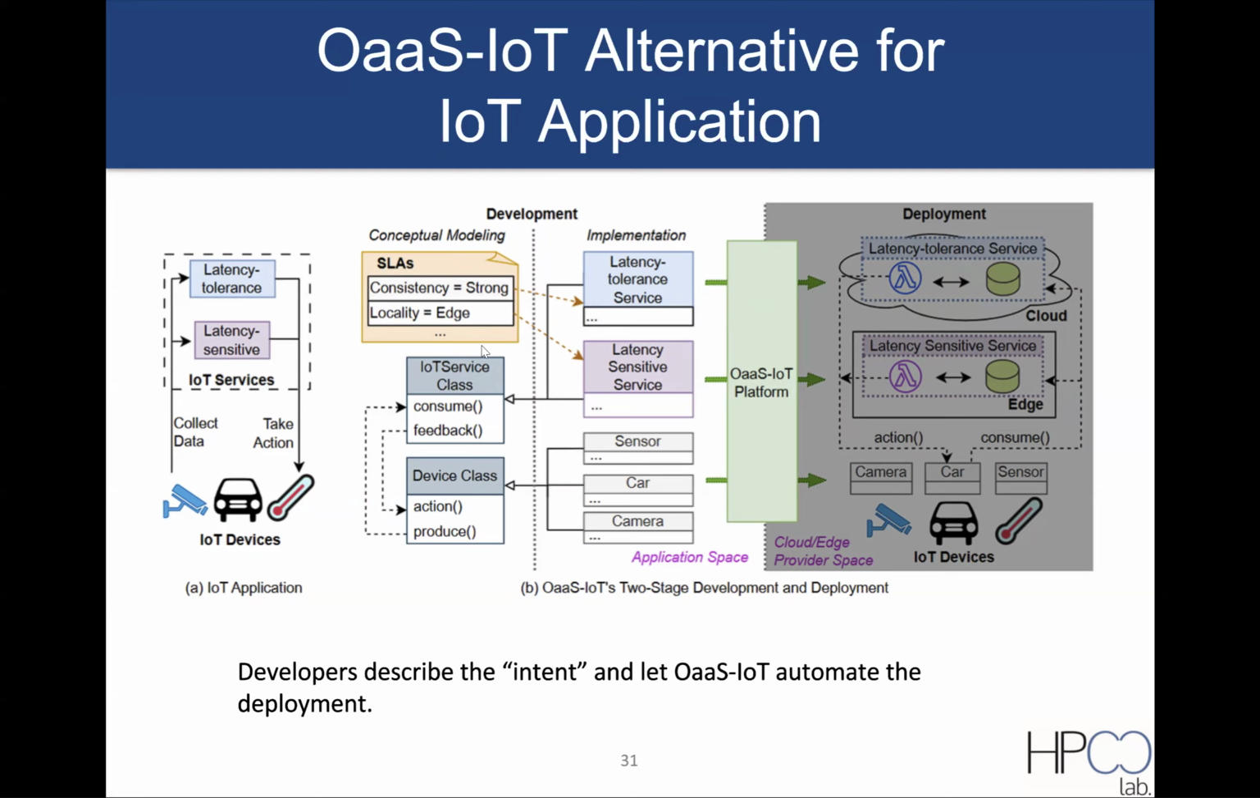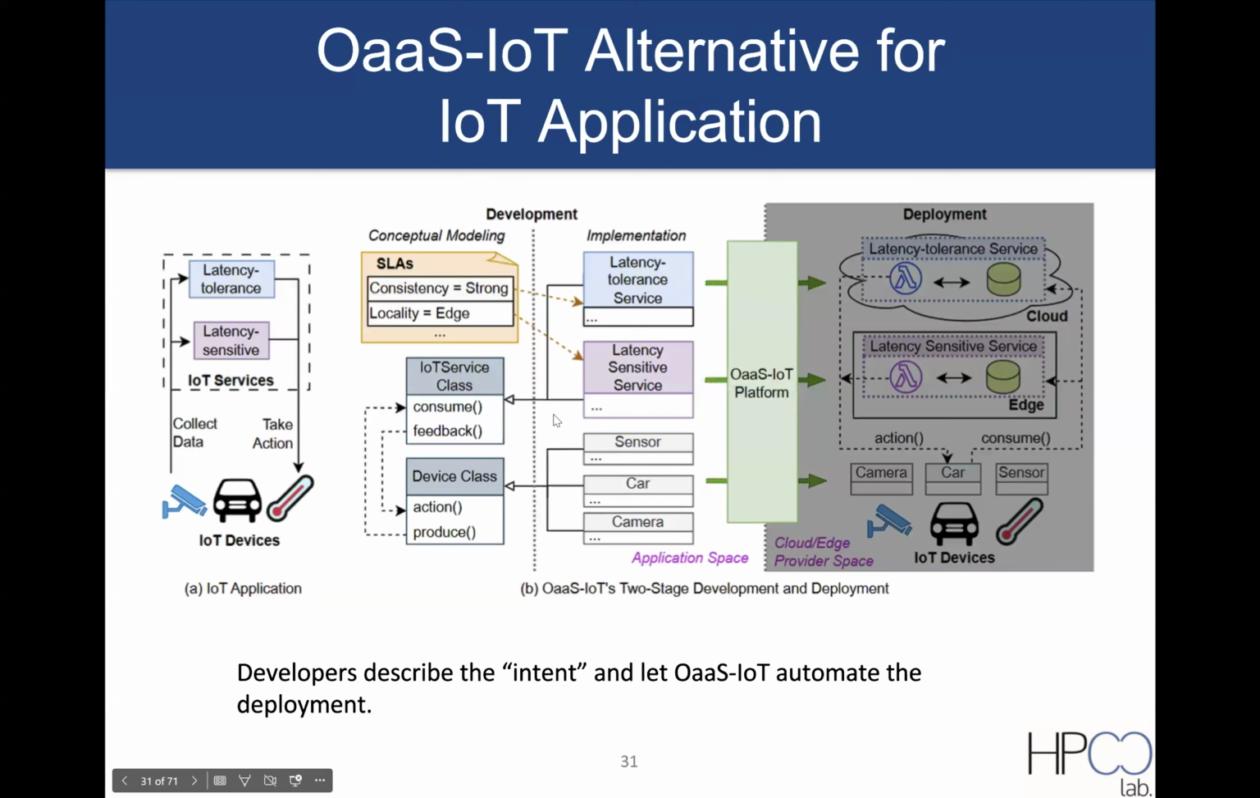So basically the idea is you write the code as a class, and that should work on your machine. Then when you want to deploy it, you deploy it with a configuration file that declares what consistency or locality you want, and the system will figure out where it should be deployed.